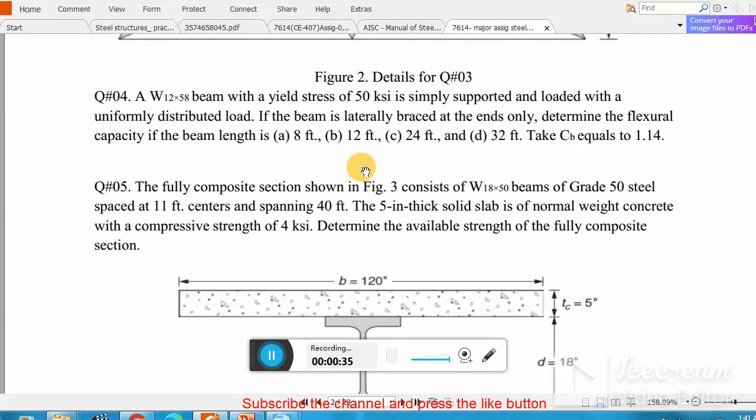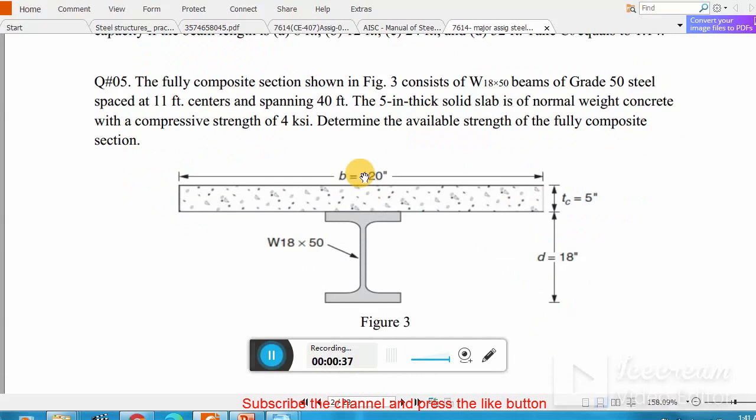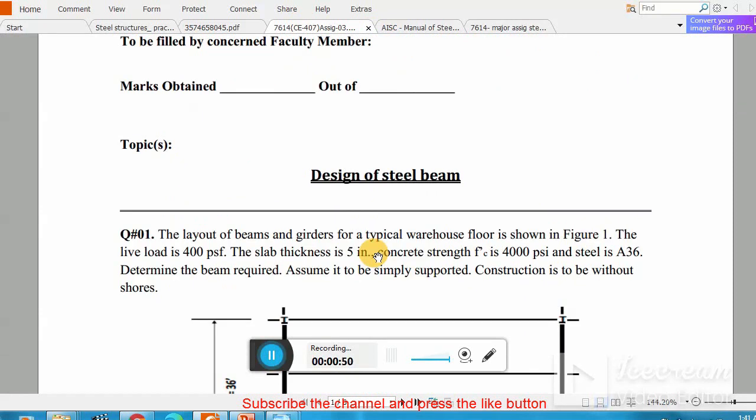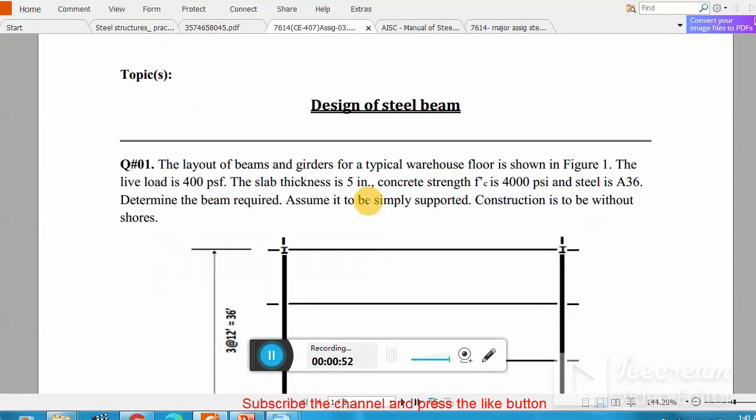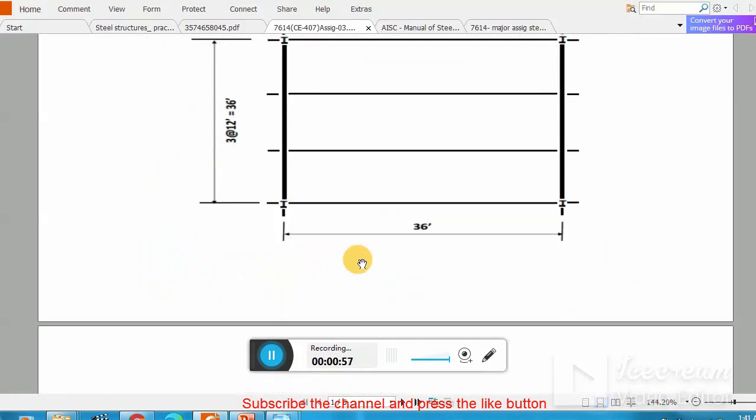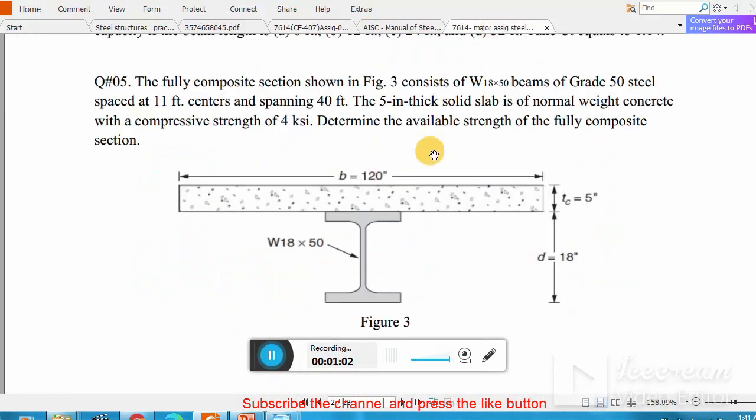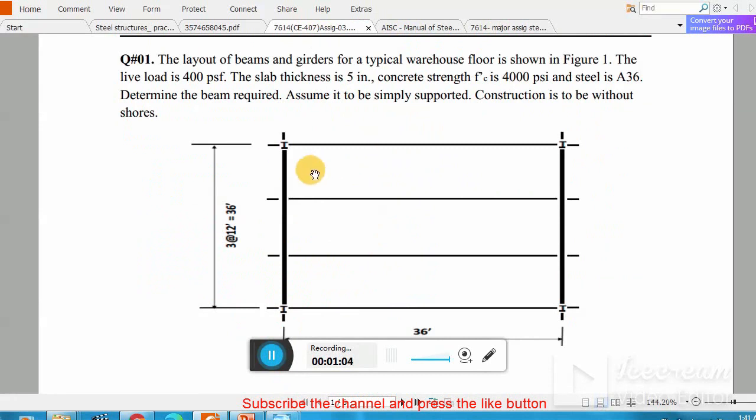All those students who have not joined me yet, I first of all advise them to please watch those lectures 6, 7, 8, 9, because in this lecture 12, I am going to cover the design of a composite section. If you don't watch those lectures, you won't understand this question. So please watch those three, four lectures.